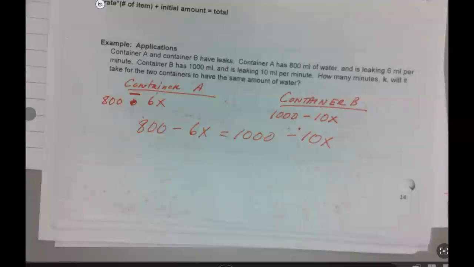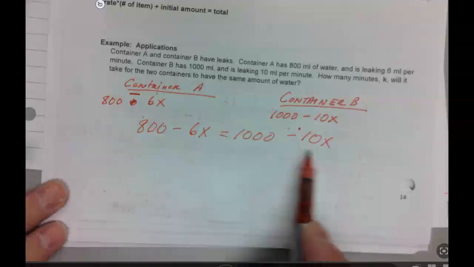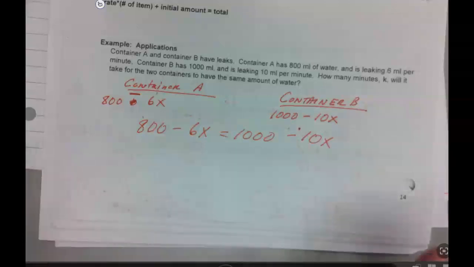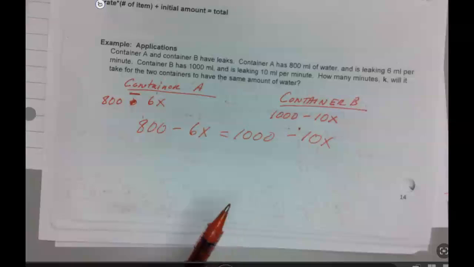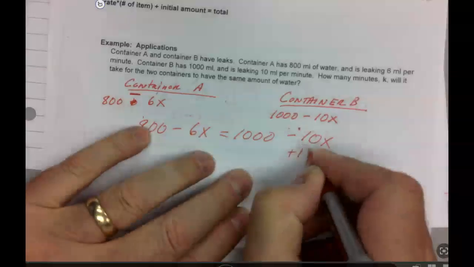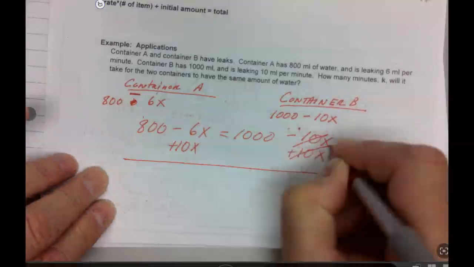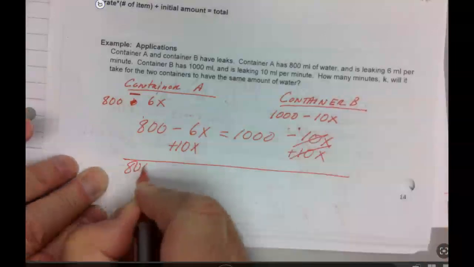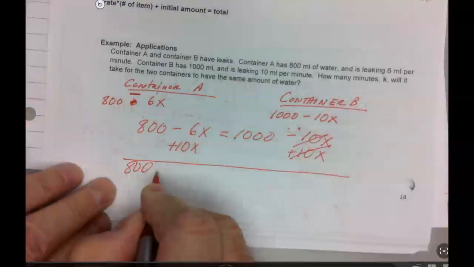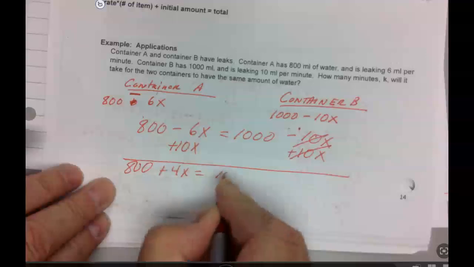Okay? So can we simplify either side? No. So now we're ready to solve, aren't we? Okay? So, Kate, what would you do to solve this? Plus 10x. I would do the same thing. So I'm going to add 10x. I like to get my x's all on the left side. Those cancel, and that gives me 800. Negative 6 plus 10 would be positive 4x, right?